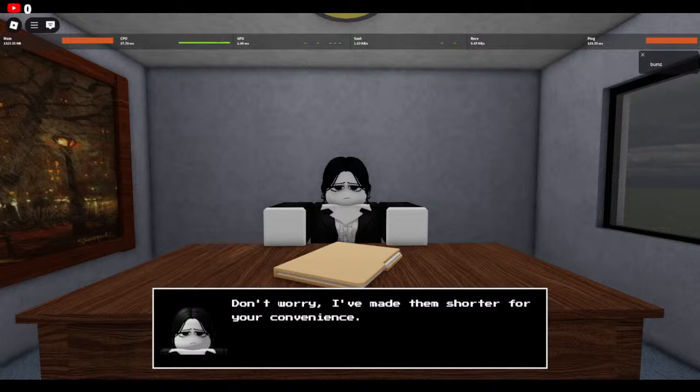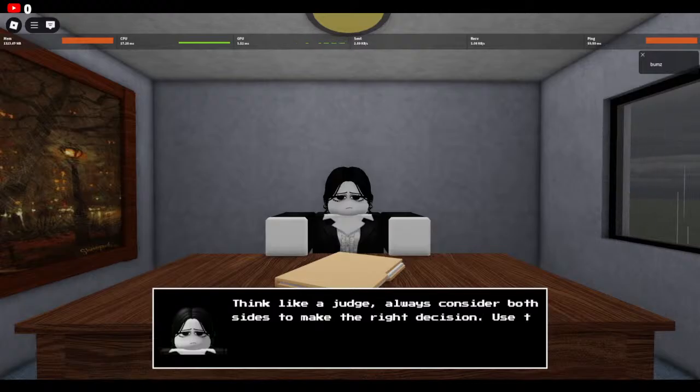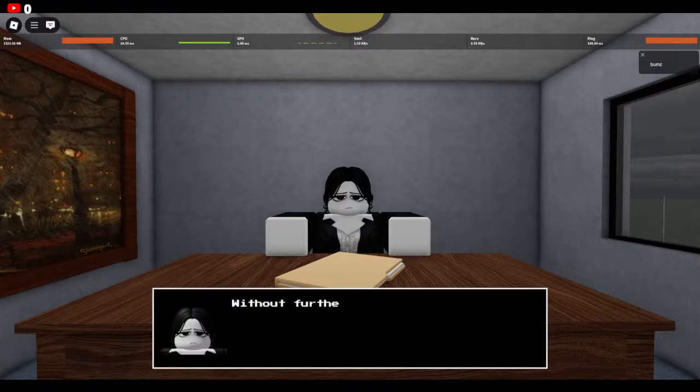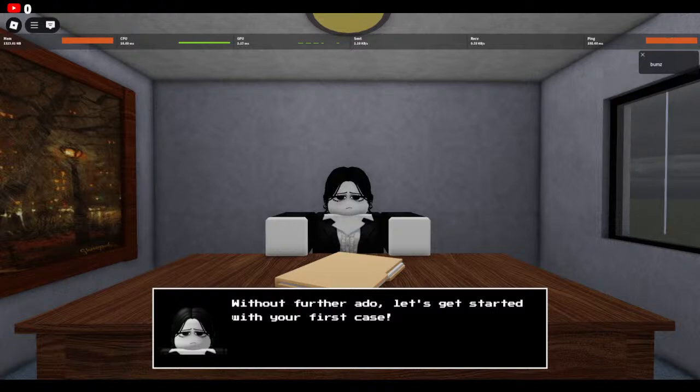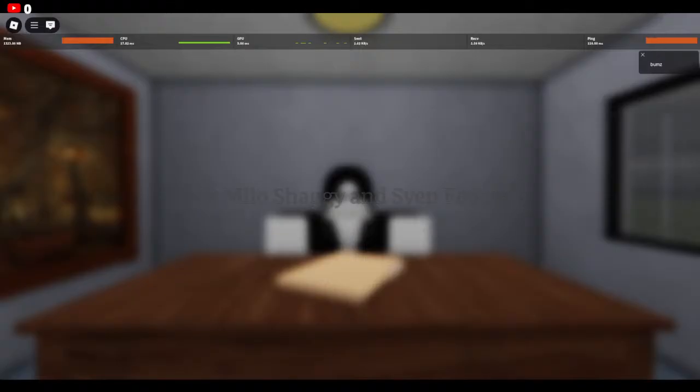Don't worry, I've made them shorter for your convenience. Just a side note, sometimes these cases can be pretty sad. No shit. It's important to not let your emotions get in the way. Think like a judge. Always consider both sides to make the right decision. Use the community standards to justify your decisions. Without further ado, let's get started with your first case. No! Review Shaggy and Civ Florida.